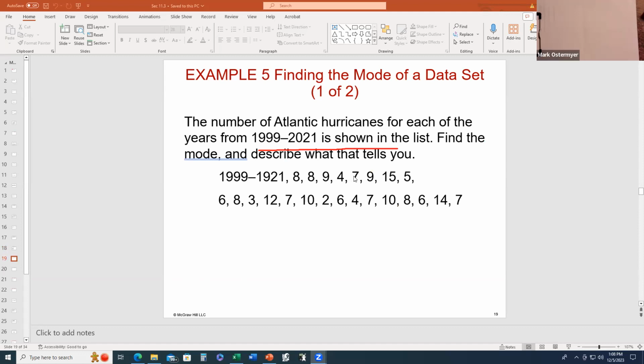All right, let's try this one here. The number of Atlantic hurricanes for each of the years from 1999 to 2021 is shown in the list. Find the mode and describe what that tells you. This should be the year 1999 through what? That's a typo. Should be 2021. All right, ladies and gentlemen, what is the most frequently occurring data point in this data set?